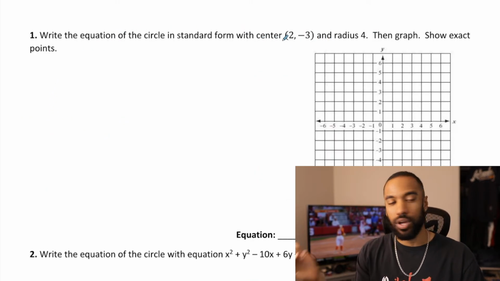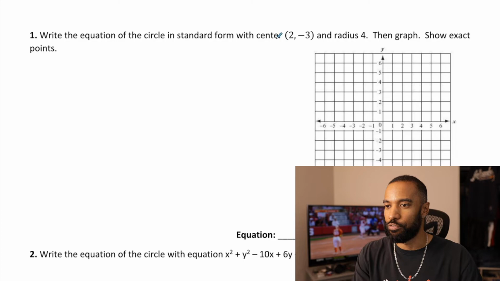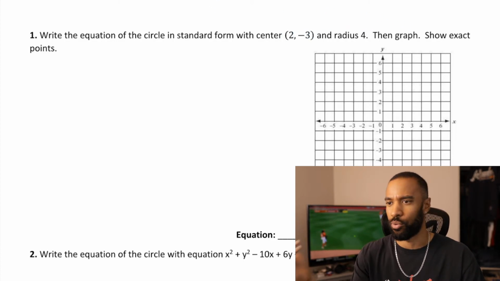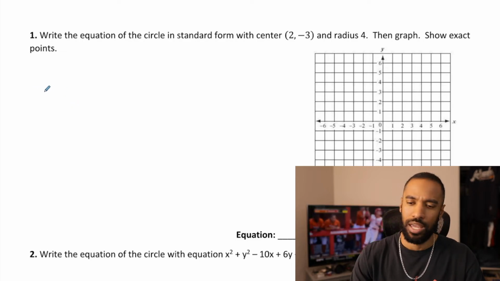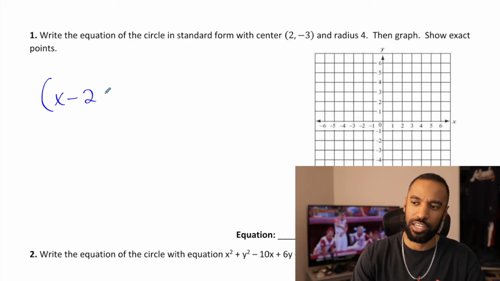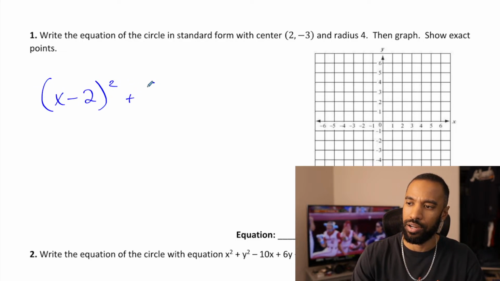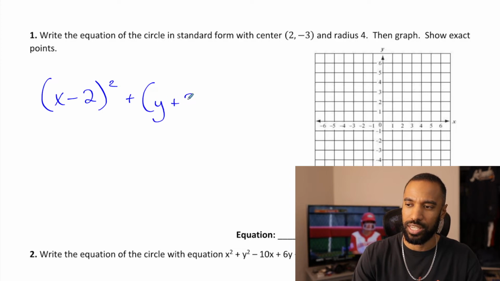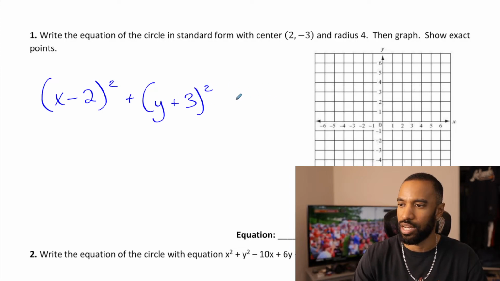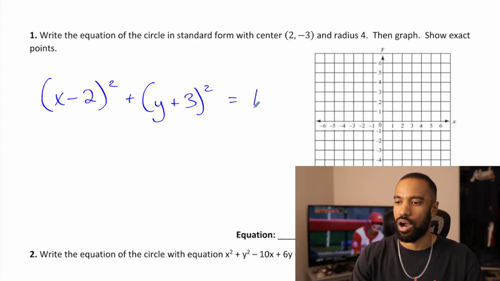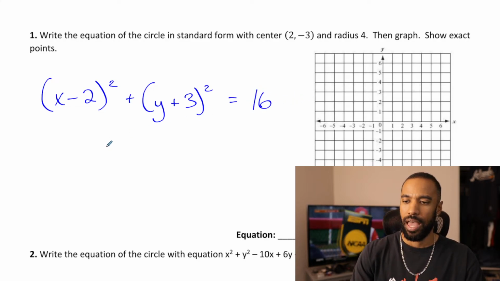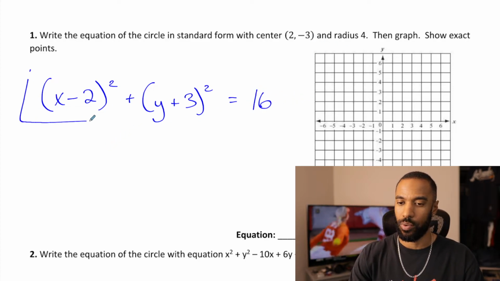Write the equation of the circle. Hey, we're back to a circle equation, in standard form with center (2, -3) and radius 4, then graph, show exact points. All right, it's nothing we haven't done before. Here's the equation of the circle: (x minus h) squared plus (y minus k) squared equals r squared. Remember, minus a negative is plus. Equals r squared, 16. So that's the equation.